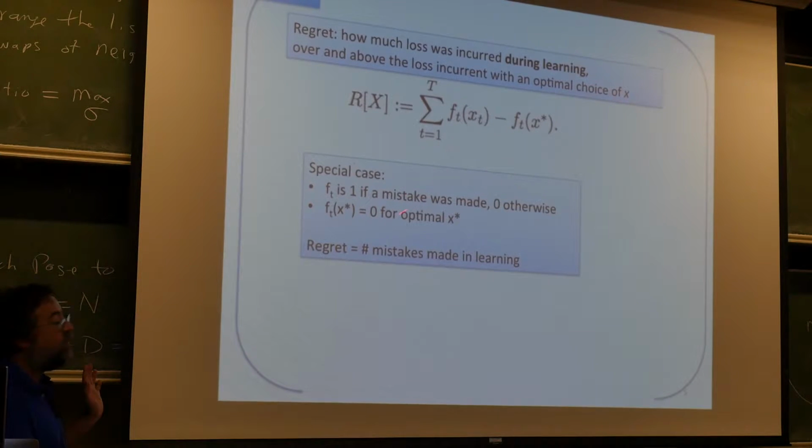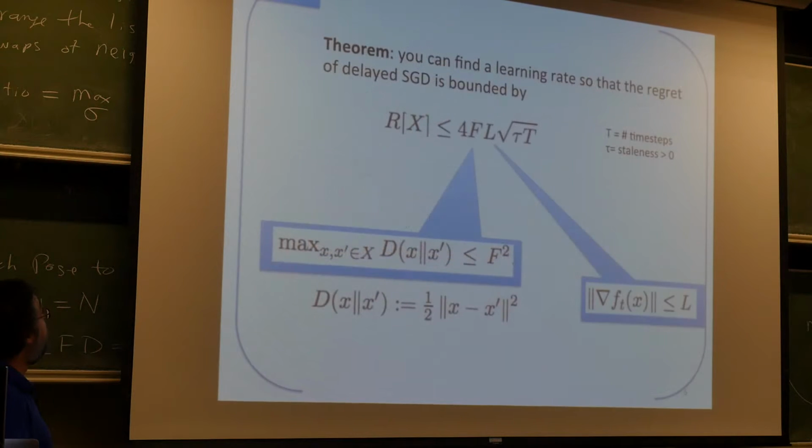And the loss might be 0-1, in which case we'd just be talking about mistakes, but it might be something more general. The loss might be something like log loss if you're doing stochastic gradient descent. So this is what we're measuring, regret, basically. What's the penalty for doing things in this online way? All right. And it turns out you can make some pretty strong statements.